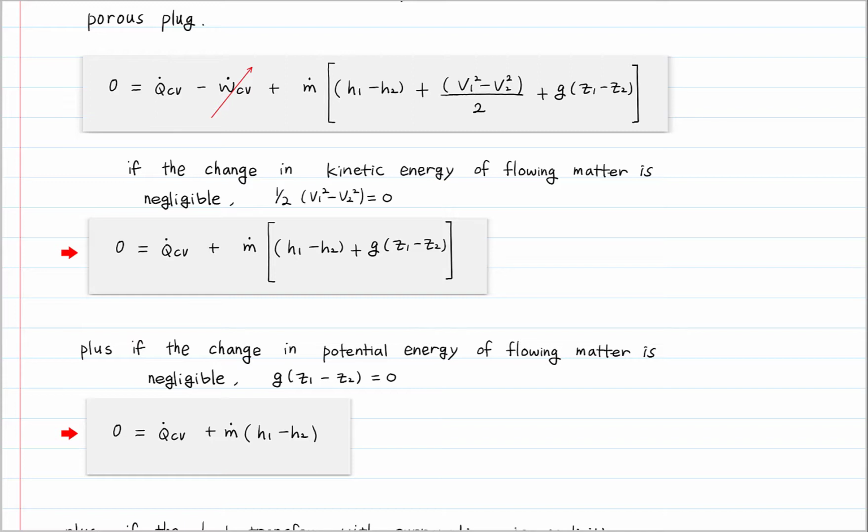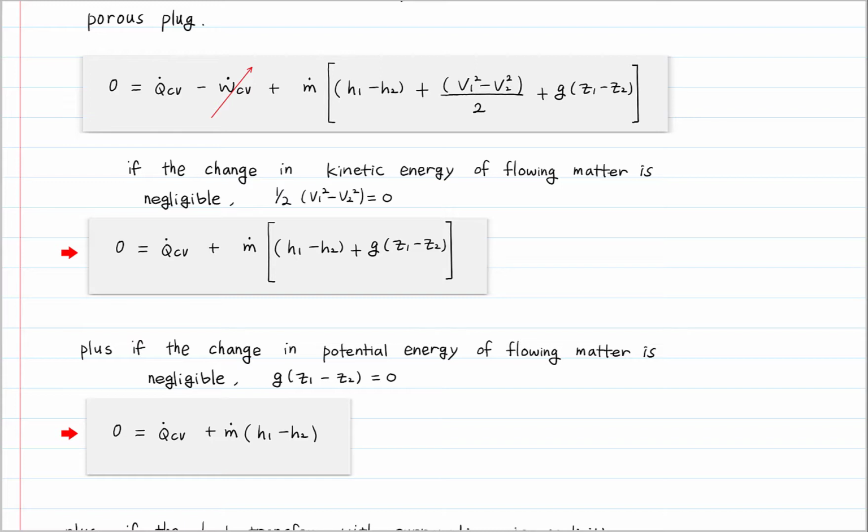The velocity of the fluid may be very high inside the throttling device due to the small cross-sectional area. But the change in velocity of the fluid between the upstream and the downstream of the device is small, so we can neglect the kinetic energy change.